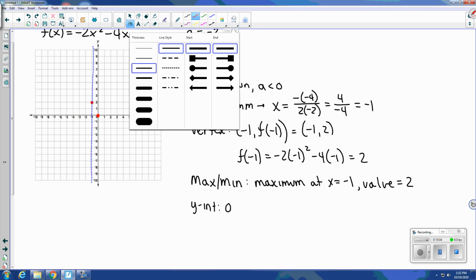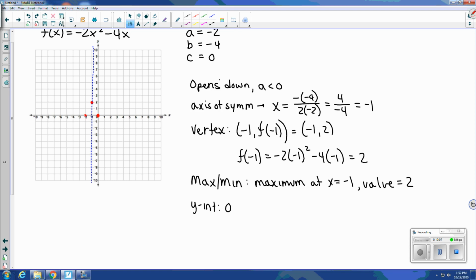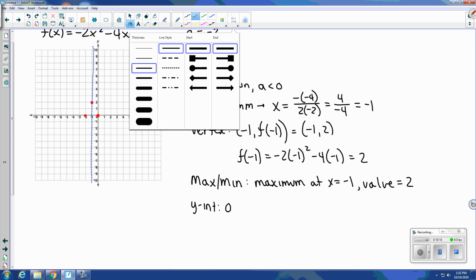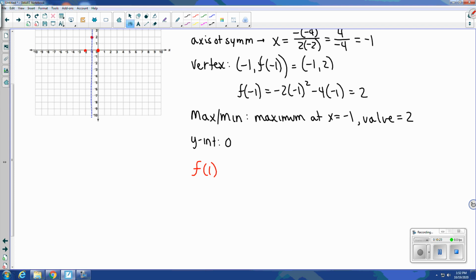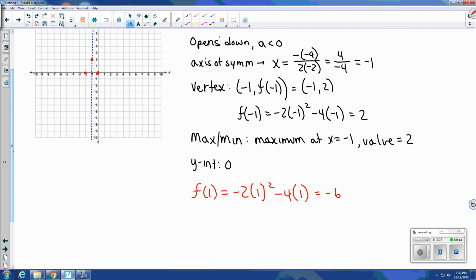Let's use symmetry to get another point. Let's plug in another point to get our fourth. So we're going to evaluate the function. Let's choose something easy. Let's use 1. So it's f of 1. We'll do that below. So f of 1 is going to be negative 2 times 1 squared minus 4 times 1. So I'm just plugging in 1 for x. 1 squared is 1 times negative 2 is negative 2 minus 4 is negative 6. So 1, negative 6 is a point. Use symmetry to get another point, and there are 5 points.